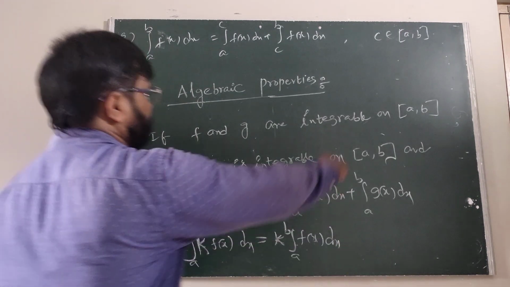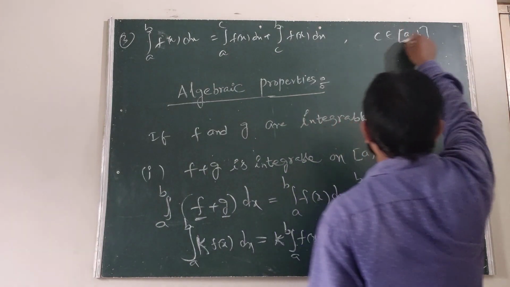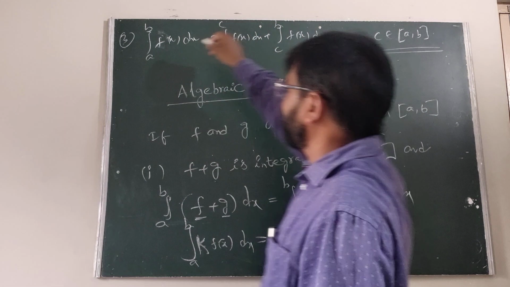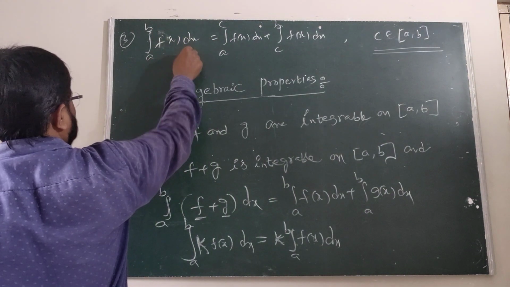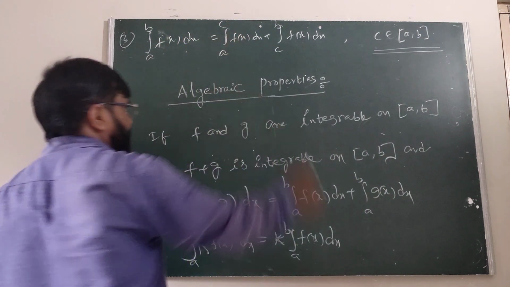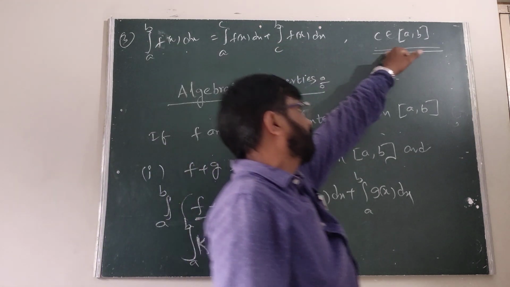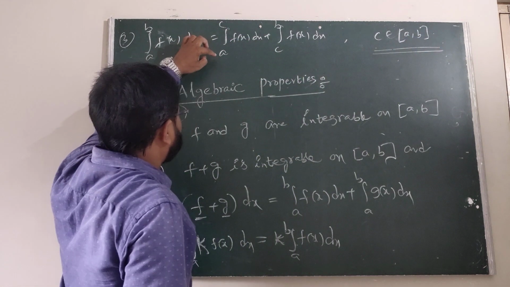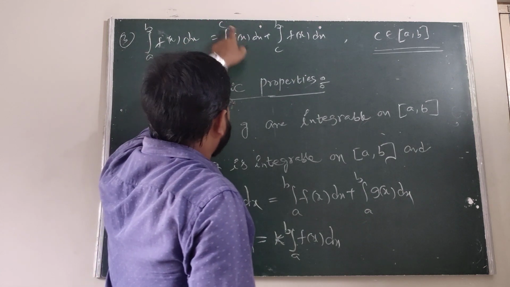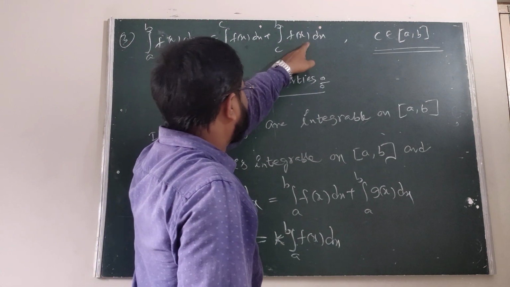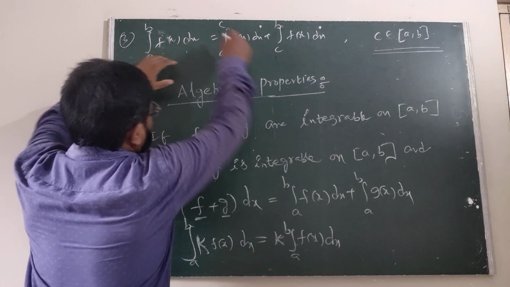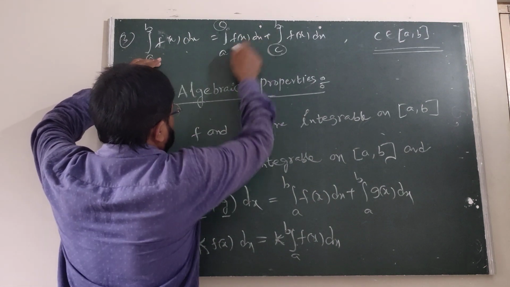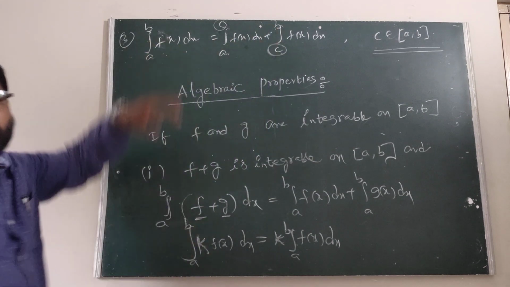If c belongs to the closed interval [a, b], then you can write the integral from a to b of f of x dx as follows. Here c lies in the closed interval [a, b]. Then it is the integral from a to c of f of x dx plus the integral from c to b of f of x dx. Observe that here the upper limit is c, and here the lower limit is c. Then you can write simply the integral from a to b of f of x dx.